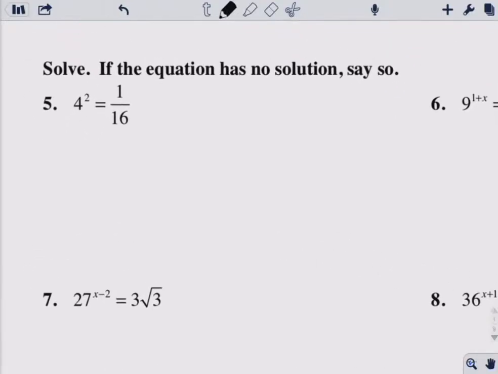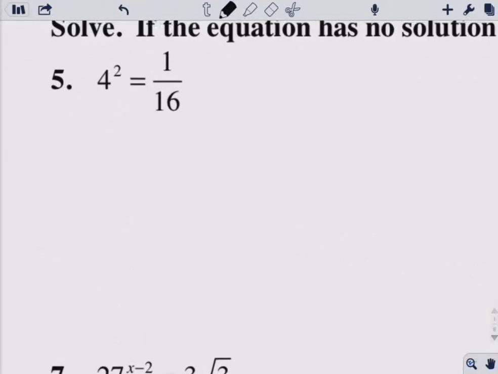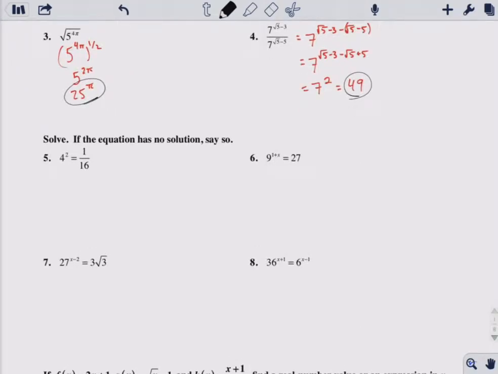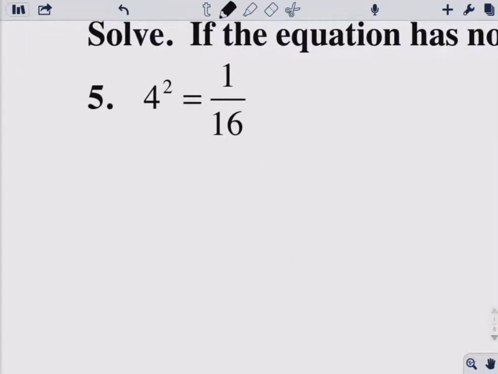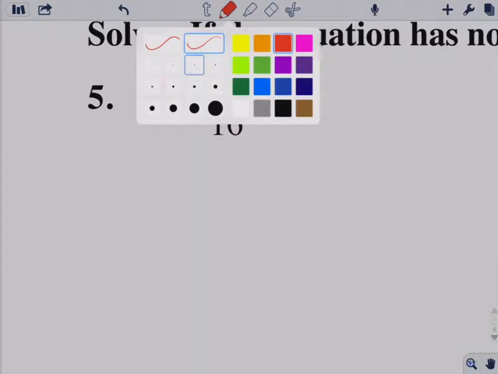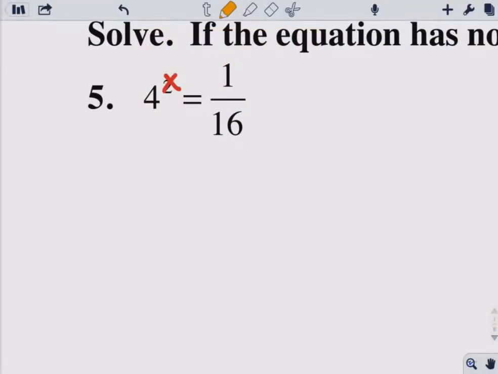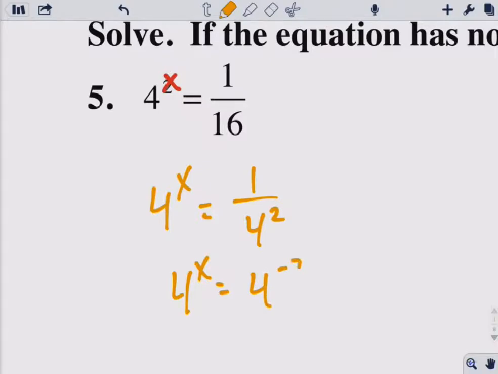Okay, if the equation has no solutions, say so. We want to solve. And that is supposed to be x here. That's supposed to be an x. Alright, so 4 to the x and 1 over 16. That makes it 4 to the x equals 1 over 16, and 16 is 1 over 4 squared, so 4 to the x is equal to 4 to the negative 2. So in this case, x equals negative 2.